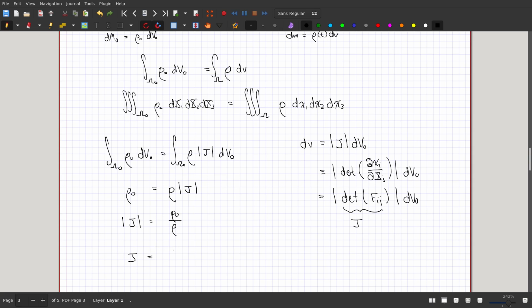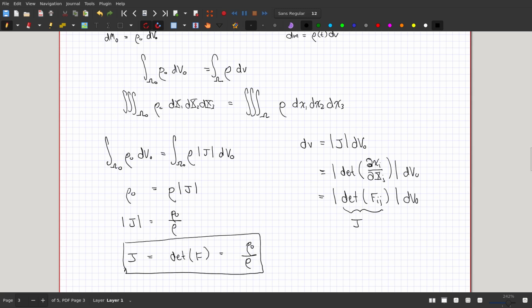So J is equal to the determinant of F, and that's equal to rho 0 over rho. That is the material form of conservation of mass. You probably never saw this before because you probably never defined F, and never took a class where you defined what F is. But we have it in our pocket now. So it's a pretty simple statement of conservation of mass.